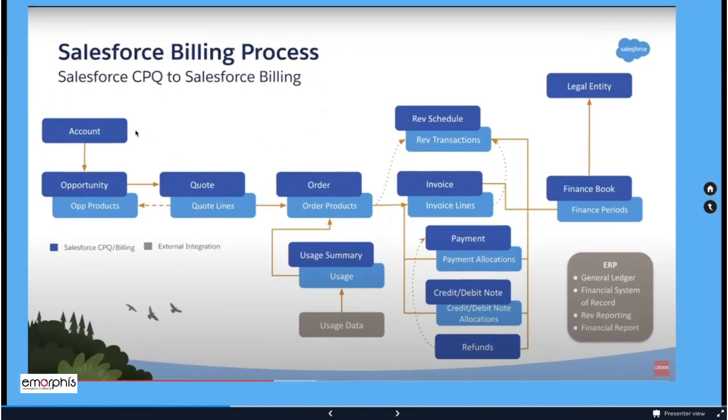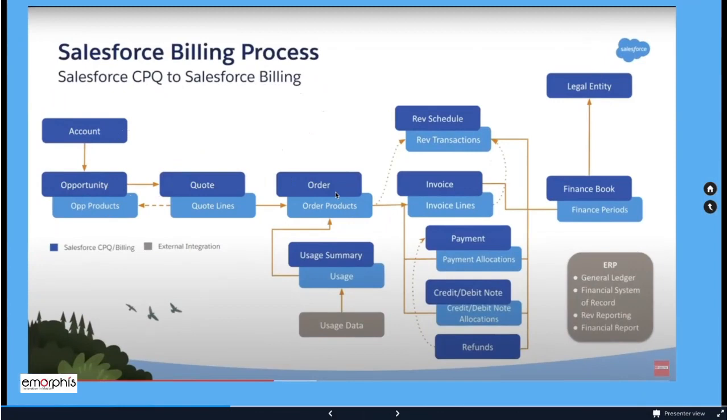Starting from the account, we create an account that would be a customer account. We create an opportunity for that customer. Then we go ahead and create a quote. In the quote, we add all the products that the customer needs. Those products will be the quote lines. The quote lines in turn create the opportunity products. From there, once the quote is finalized and the opportunity is closed won and the quote is accepted by the customer, then we go ahead and create the order.